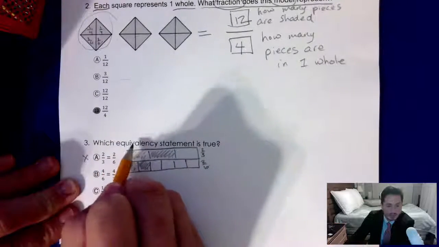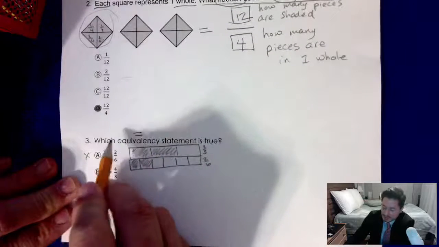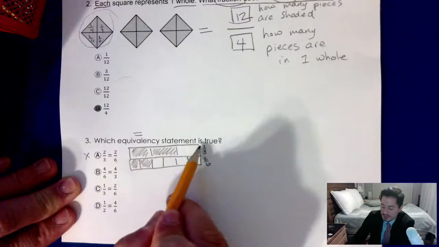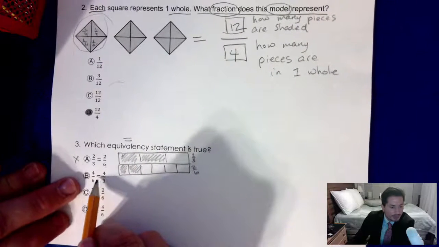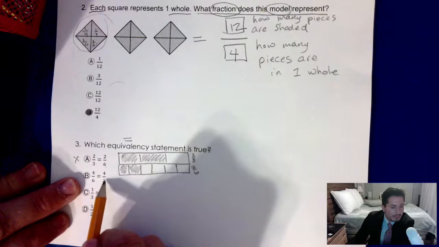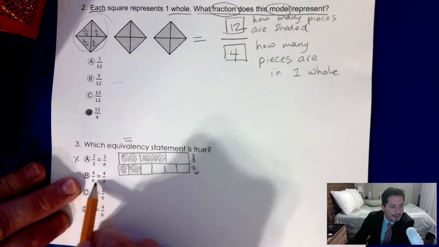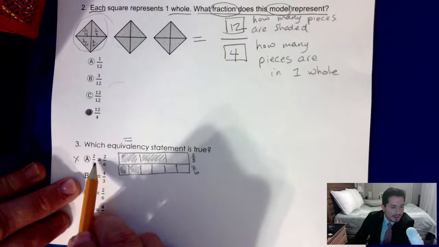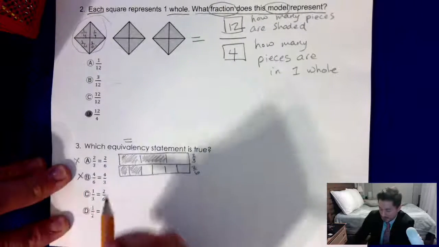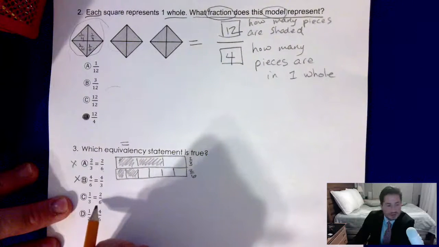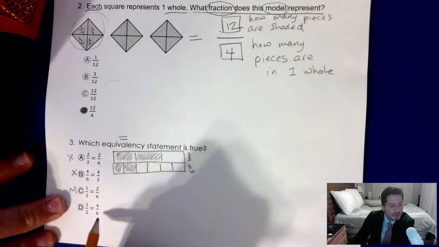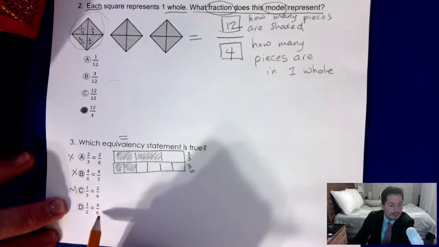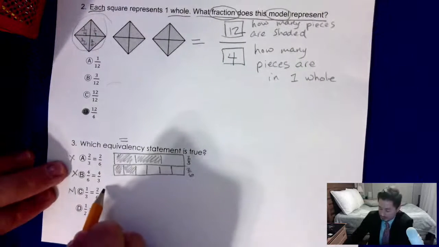And that's what this means, equivalency. Which equivalency statement is true? So one of these is true. All right, B. These are both greater than a whole, but when the numerator is the same and the denominator is different, they're not going to be equal, just like A. So it's not B. 1/3 and 2/6, that might be. And here 1/4 and 1/2 and 4/6, that might be as well. So we're going to have to make a model for those.